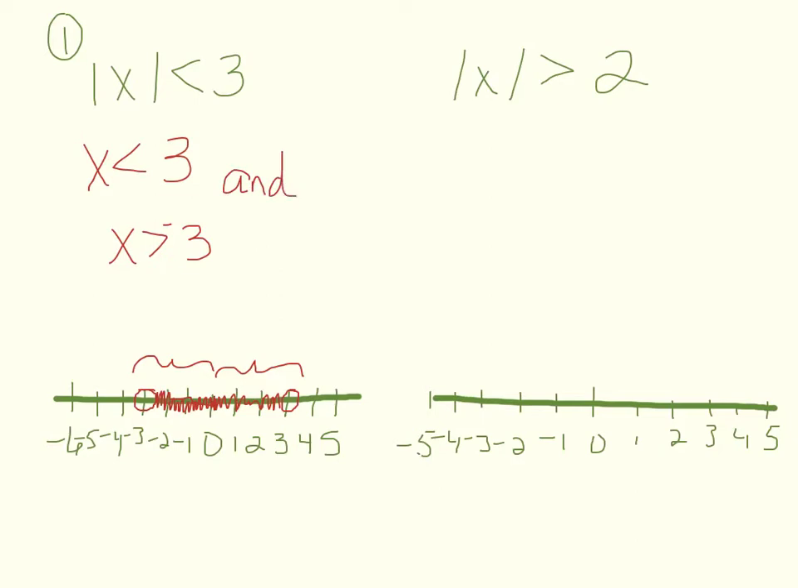Okay. Let's look at the next one. This one is the absolute value of x is greater than 2. So that means that x has to be over 2 units away from 0. So here, 1 is not over 2 units, and 2 is not, but we're going to start there. Now 3 is over 2 units away, 4 and 5. So this is x is greater than 2. Okay, it's over 2 units.